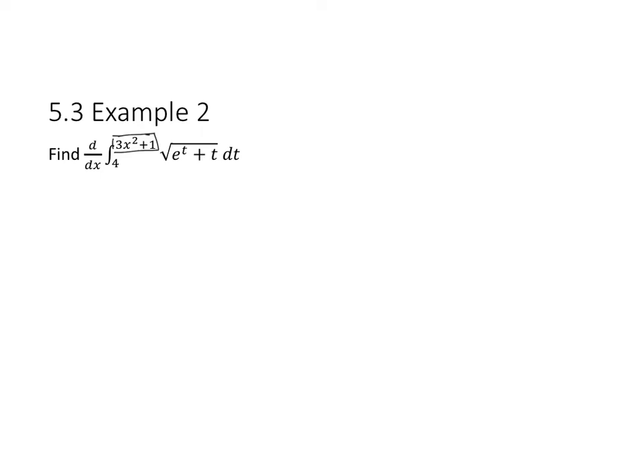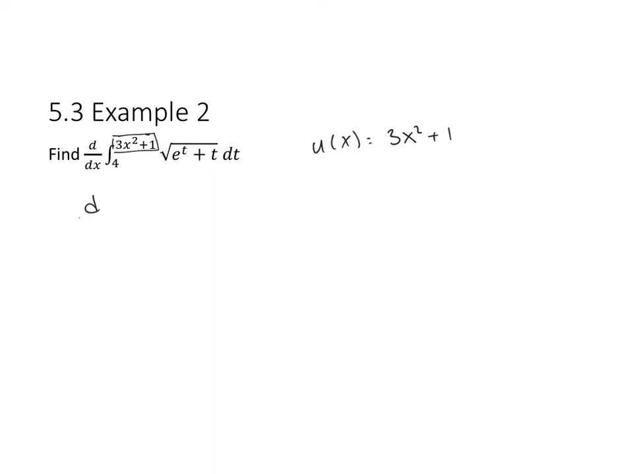Now in example 2, I'm being asked to do something a little bit more difficult, or a little more complicated. I'm asked to take the derivative, the dx, of the integral from 4 to 3x squared plus 1 of the square root of e to the t plus t dt. So I really need to account for that 3x squared plus 1. And what I'm going to do first is just a u substitution. I'm going to replace that with u. So let's call u 3x squared plus 1.